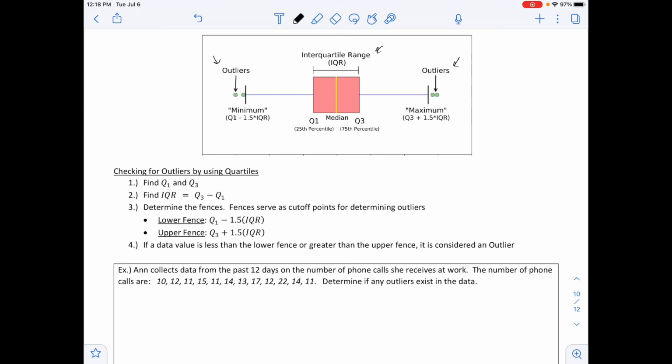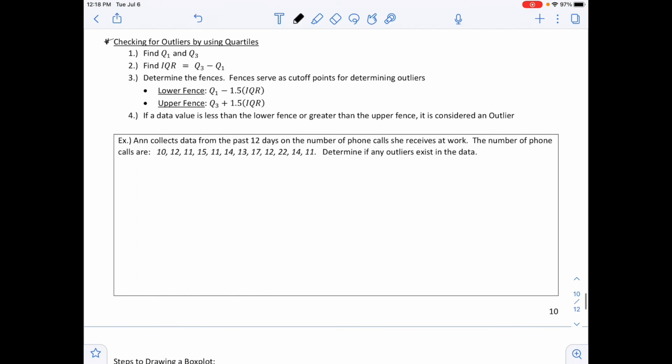They also call these box and whisker plots, where the box is the middle 50%, and the whiskers stem out from that box, to the left and to the right. A way to check for outliers: we first need to calculate Q1 and Q3, which we have done already, and we use our graphing calculator to do that.